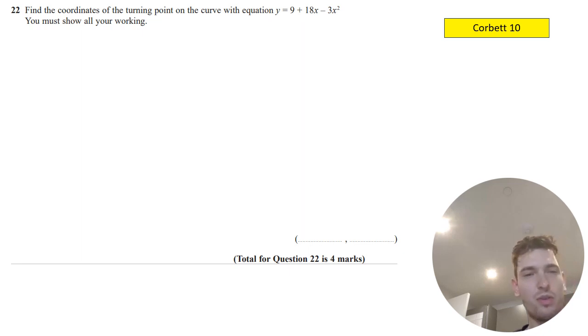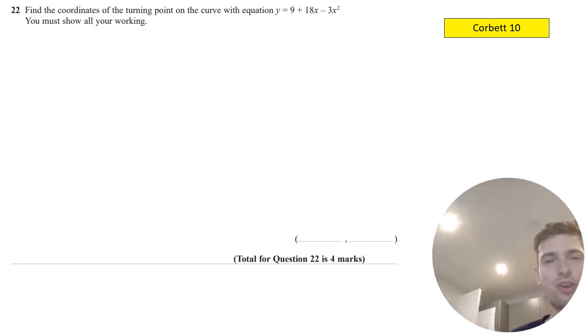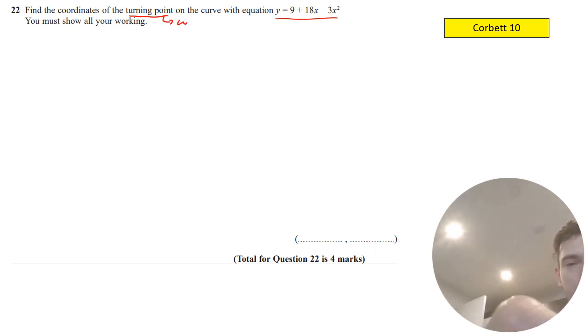Final question, question 22, also a tricky question. We haven't done this a lot in class, but let me go ahead and show you how to do it. So, find the coordinates of the turning point on the curve with this equation. Now, I know that when I find the turning point, to do this, I need to complete the square. That's how I find the turning point of a graph.